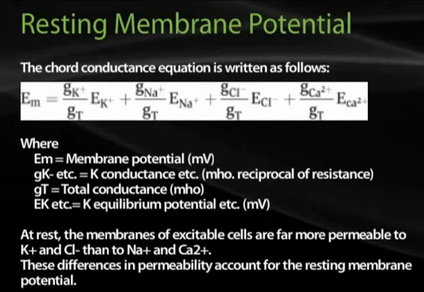In this equation, E sub m is the resting membrane potential expressed in millivolts. G sub K, as well as for all the other ions, is the conductance for K, or for whichever ion it's referring to, which is the reciprocal of resistance. G sub T is the total conductance. E sub K, and for all the other ions, is the equilibrium potential for that particular ion expressed in millivolts. At rest, the membranes of excitable cells are far more permeable to potassium and chloride than to sodium and calcium. These differences in permeability account for the resting membrane potential.